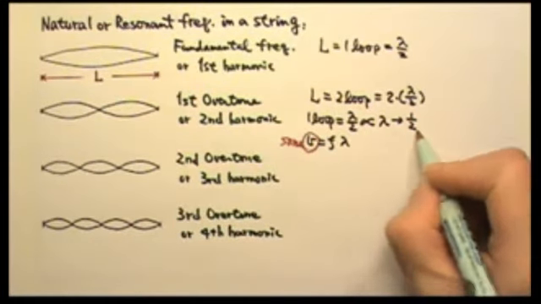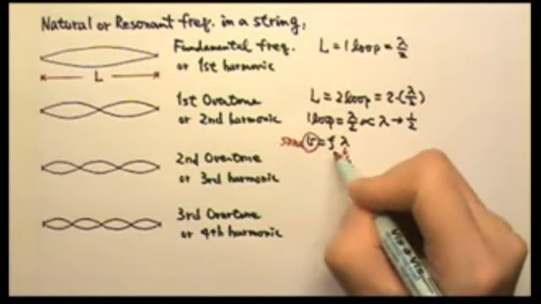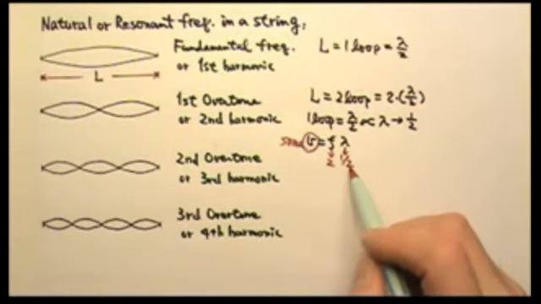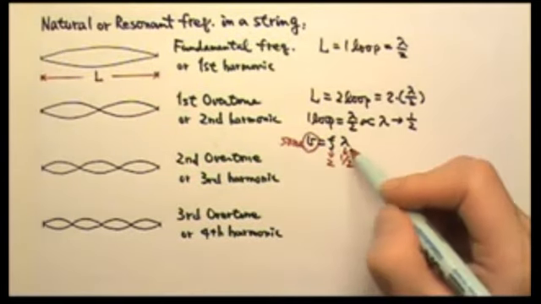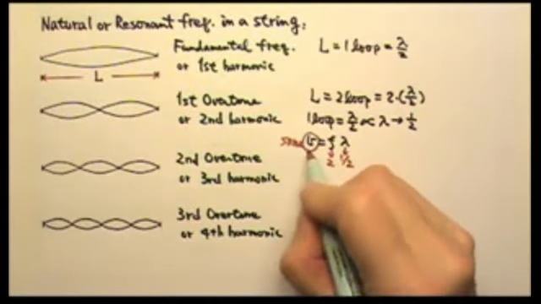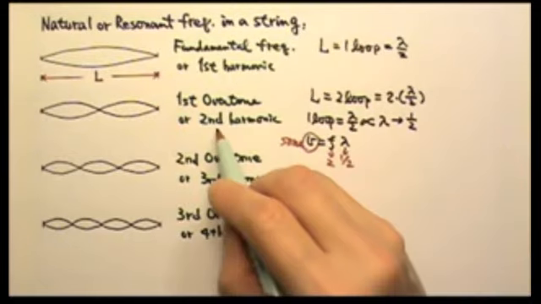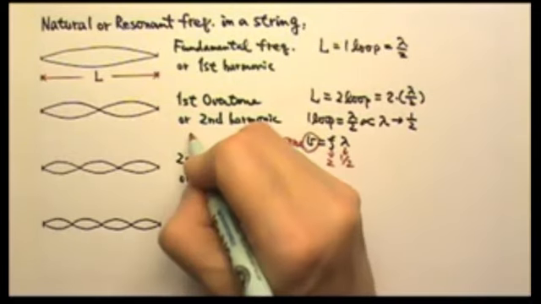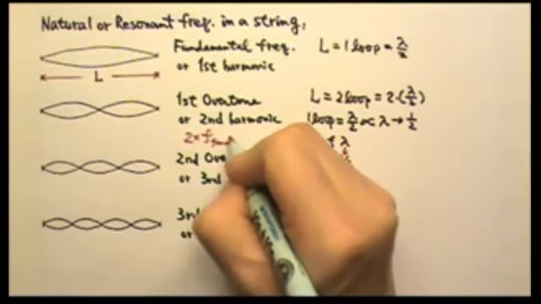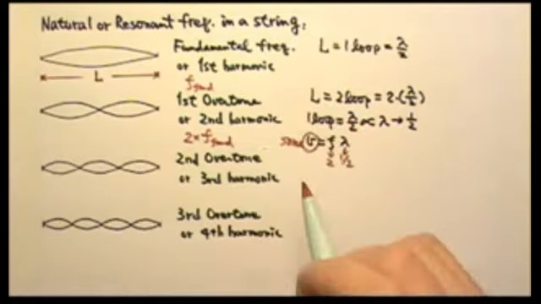That means if this one's wavelength is halved, that must mean the frequency has to be doubled because 2 times 1/2 equals 1. So if wavelength is halved, the frequency must be doubled in order to keep the speed the same. That means the frequency for the second harmonic must be twice the fundamental frequency. If this one has a frequency, that's what we call the fundamental frequency.